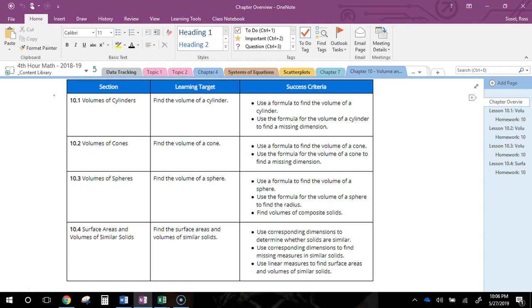Today we're going to be looking at section 10.1, volumes of cylinders. Our learning target is to find the volume of a cylinder. The way we'll know we are doing that is we will use the formula to find the volume of a cylinder, or use the volume of a cylinder to find a missing dimension. So today you're going to have two scenarios. One, we have all the dimensions and we have to find how much volume a cylinder holds. The second, we know the volume and one of the dimensions, but we're missing one dimension. So it's really just solving an equation.